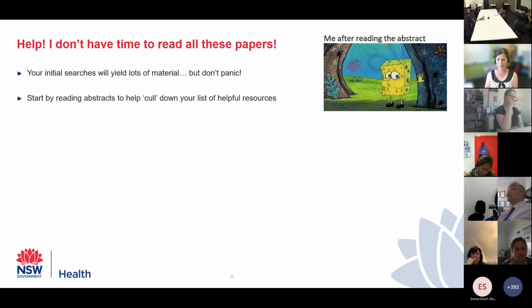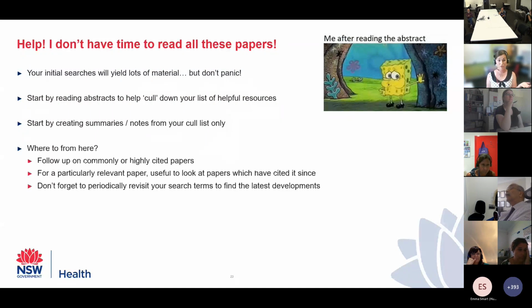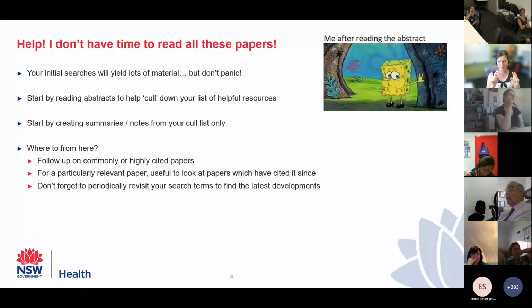And after reading the abstract, you might go, oh, actually, no, this isn't relevant. Bin. Or, oh, actually, this is fantastic. I'm going to put that in the I really need to read it later pile. You might want to create some summaries as you go. And where to from there? Well, you might see a few references therein, so references within your reference. There might be a few papers that pop up a few times. I'd follow up on those.